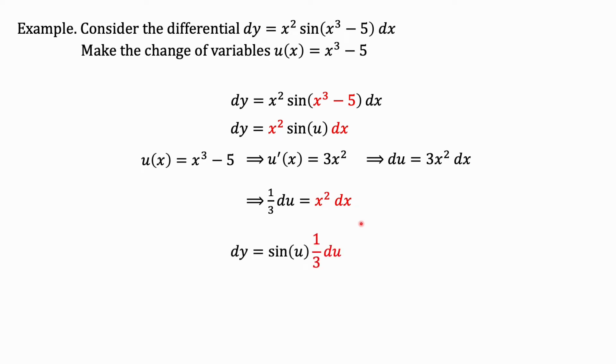So we can plug that in. We just make that substitution. And so our dy is equal to sine of u times 1/3 du. And then you can just rearrange it, moving the 1/3 out to the front. But that looks much simpler than the original formula that we were given. Our original dy in terms of x looked pretty complicated, with this x squared and x cubed minus 5 inside of the sine function. We've reduced it by making this change of variables to just be a function of sine of u. Basically, dy is equal to 1/3 sine of u du.